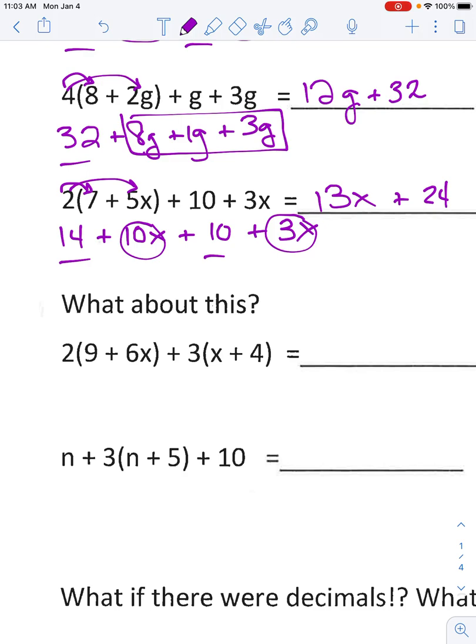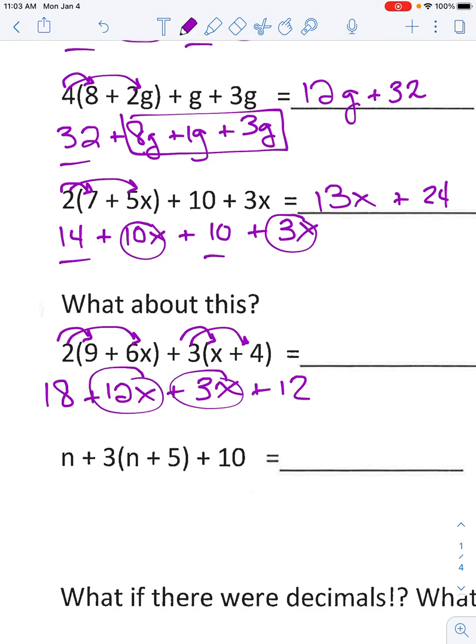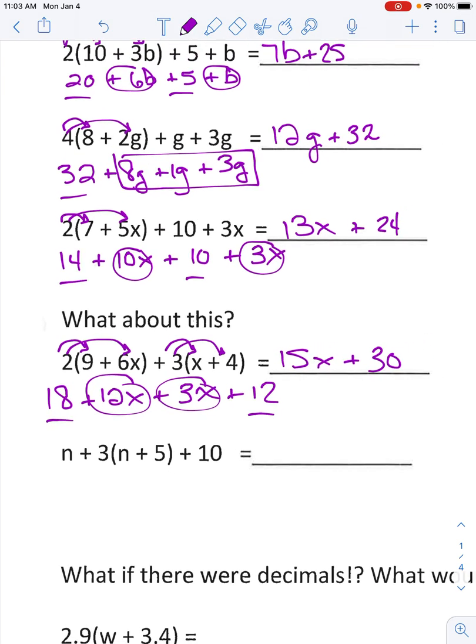If you look at this first one, it's got 2 sets of distributing problems. So again, we're not doing anything different. 2 times 9 is 18. 2 times 6x is 12x. And then we're going to distribute again over here. 3 times x is 3x's. 3 times 4 is 12. Now combine your like terms. So I have 12x plus 3x, which gives me 15x's, and then 18 plus 12, which would give me 30.